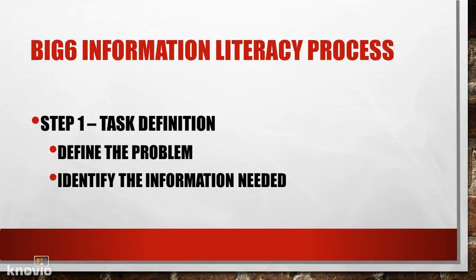Now let's review the Big 6 information literacy process. Step 1 is task definition. You need to define the problem. For this project, it is your person or event relating to Texas history.